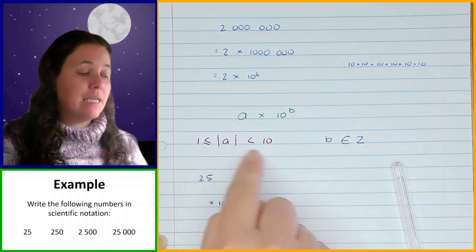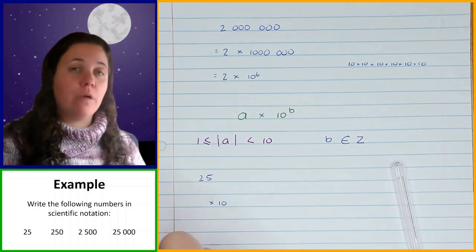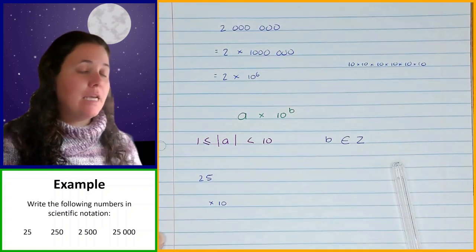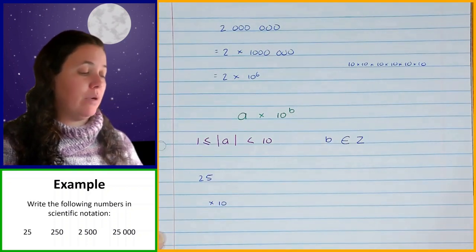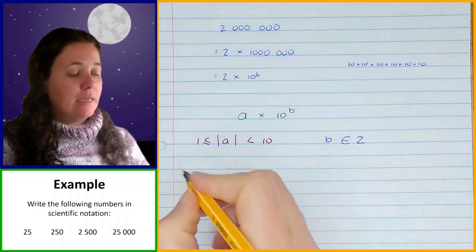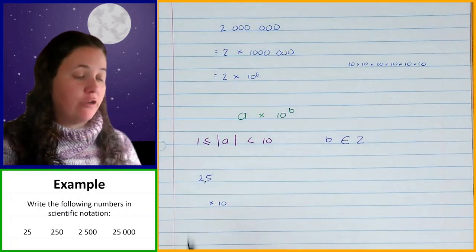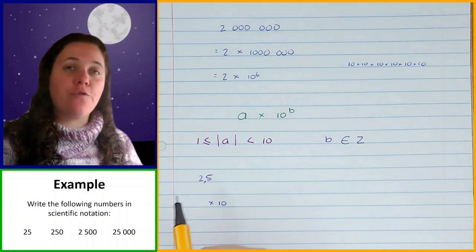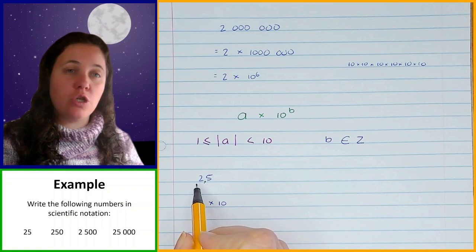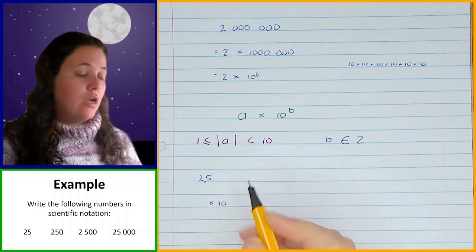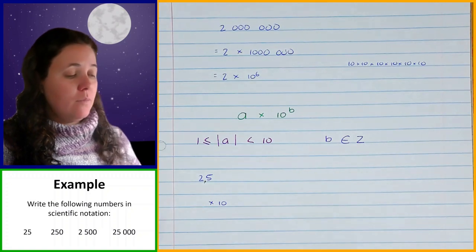Now, this means that it has to be something that is a unit or a fraction with a unit, okay? So when I've got something that is a unit, it means that my decimal point has to be after the 2, okay? In this case, it has to be after the 2. It has to be after the first non-zero digit in my number. So in this case, the first non-zero digit in my number is the 2. Okay, so let's have a look at this over here where I've got 25.